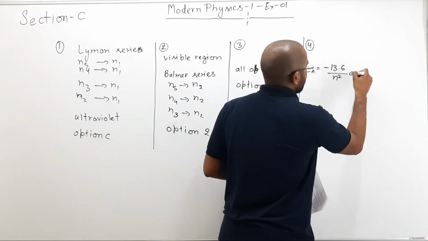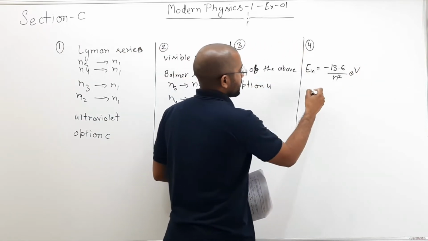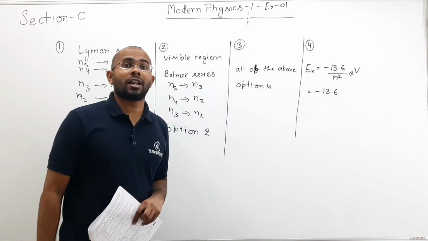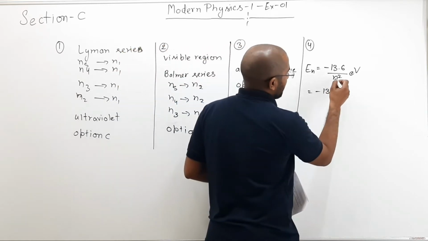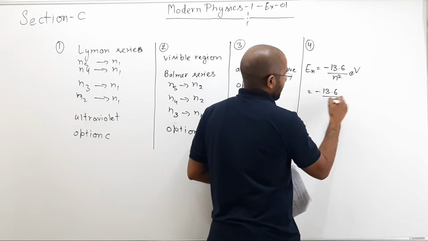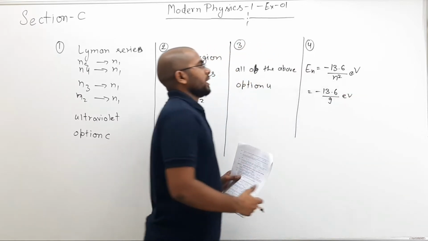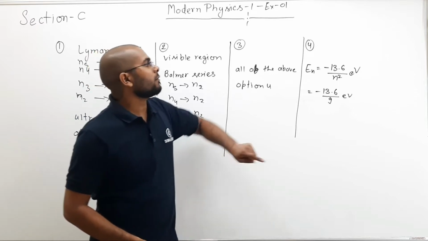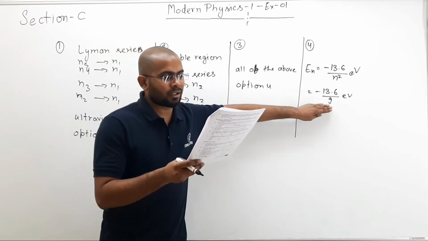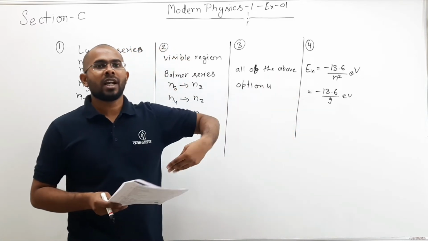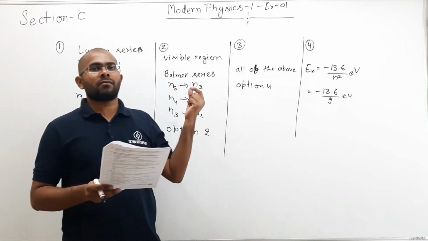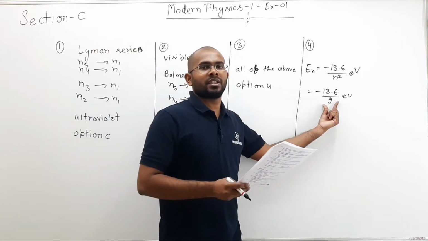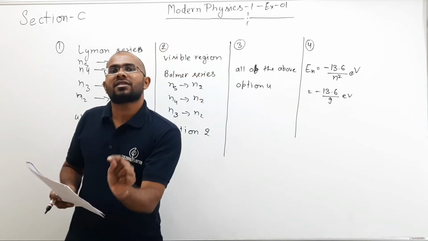This is in electron volts. So how much is this? Minus 13.6, and we are talking about third orbit. So what is the third orbit? n is equal to 3, so divided by 9. This is the energy of electron in the third orbit of hydrogen. Now if I want to knock out this electron from the hydrogen atom, meaning I want to remove this electron from the hydrogen atom, meaning I will have to make this energy at least zero.